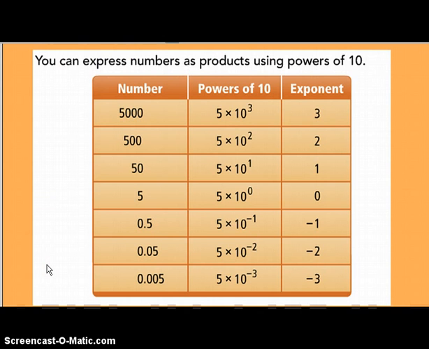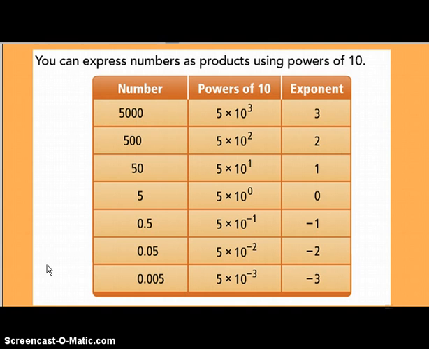Take a quick look at this table. First column is a number, followed by powers of 10, followed by the exponent. Taking the number 5,000 in standard form, putting it into scientific notation would require us to put the decimal between the first 0 and the 5. That's moving the decimal 3 places.